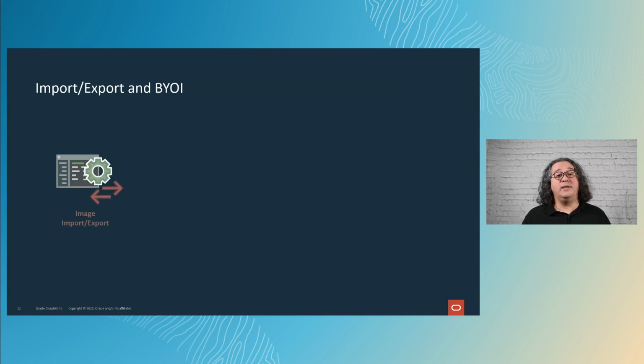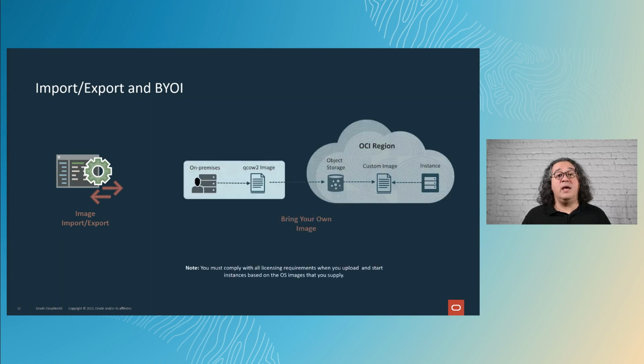Importing, exporting, and bringing your own image allow you to bring virtualized root volumes from anywhere to Oracle Cloud Infrastructure, and then create your custom images. All these features enable virtual machine cloud migration projects, support both new and old operating systems, and increase infrastructure flexibility.